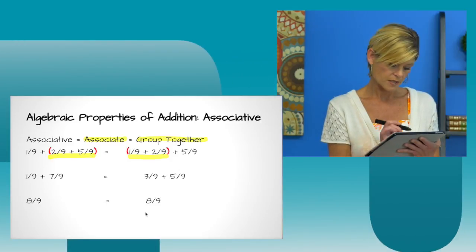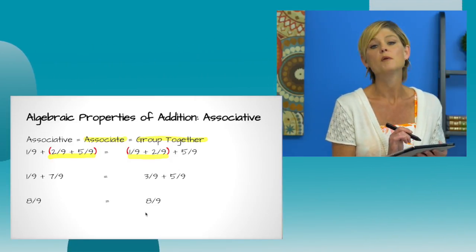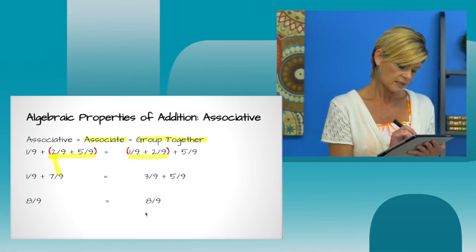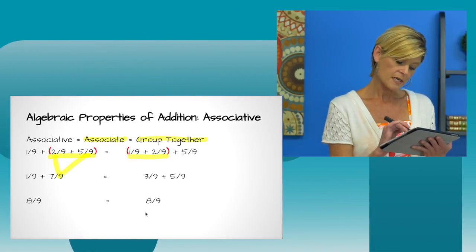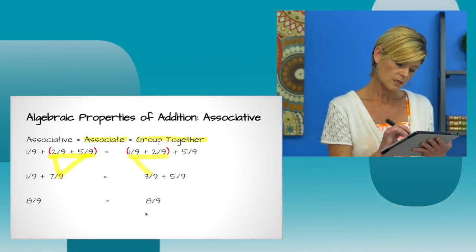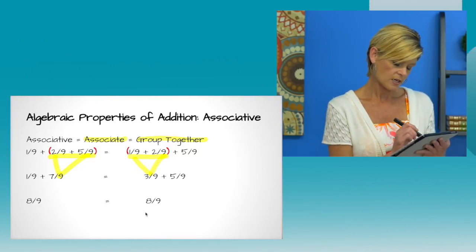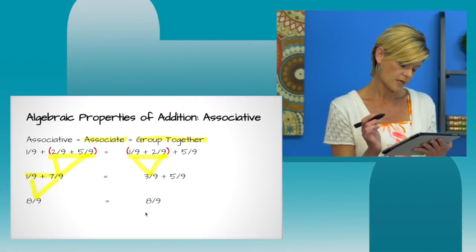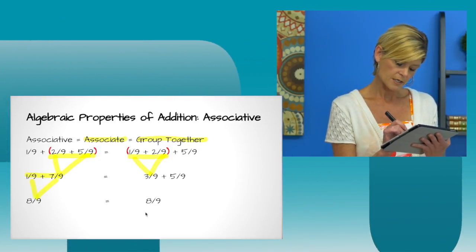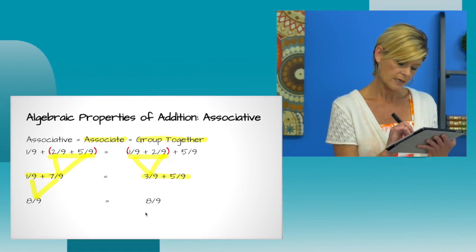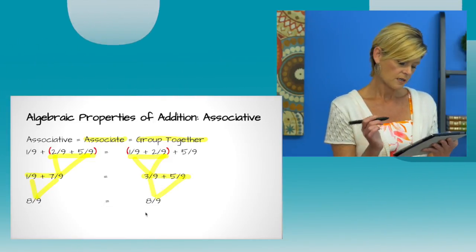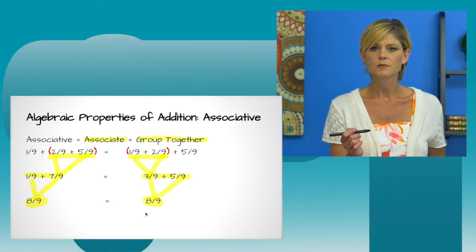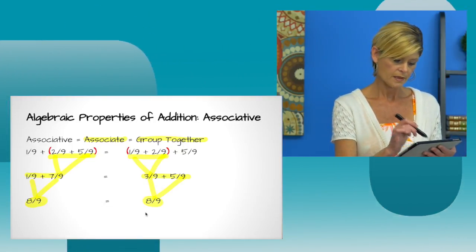Now let's solve this and see if our answers are the same on both sides of the equal sign. 2/9 plus 5/9 is 7/9. 1/9 plus 2/9 is 3/9. I've got common denominators here, so I can add and I get 8 over 9. I've got common denominators on this side. Now I can add 3/9 plus 5/9, which also equals 8/9. And they are equivalent. They are the same on both sides of the equal sign.